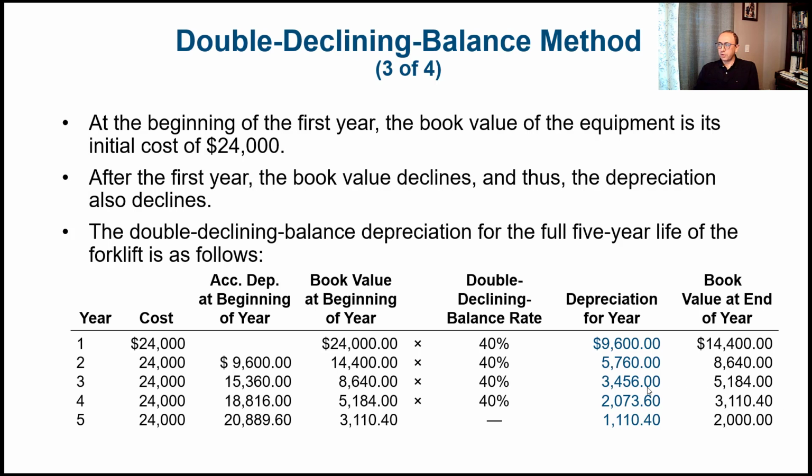So 3,456 is our depreciation expense for year 3. We subtracted it from the book value of last year, and now we have a new book value of 5,184. So how do we present that in year 4?